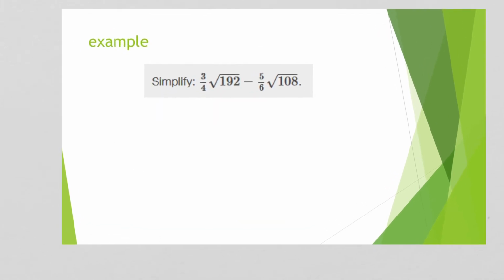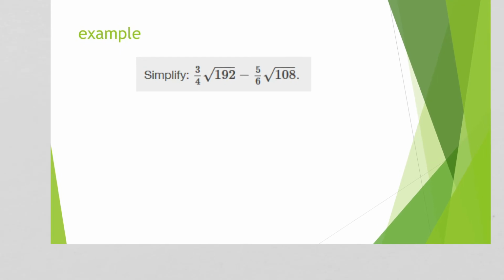This problem I thought was a little bit tougher, not because of the fractions, but because I couldn't see right away what the perfect square numbers were that came out of 192 or could divide into 192 and 108. So here's what I did. I made a factor tree, and I know that because it's even, 2 goes in evenly.